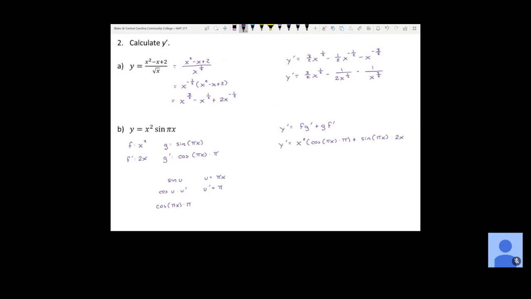I would say know sine, cosine, and tangent just to be safe. Okay, so remember sine gives you cosine, cosine gives you negative sine, tangent's going to be secant squared. If you know those three, you should be fine.